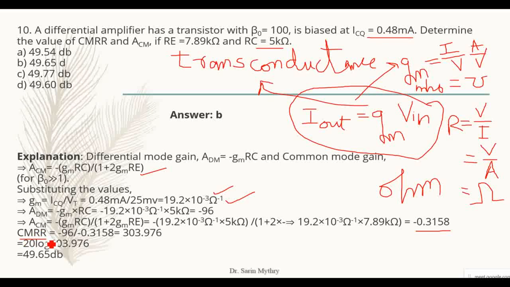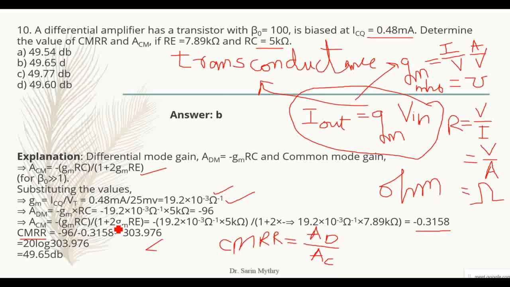When you do this one, you will be getting the value of CMRR. What is CMRR? I forgot to write down the formula of CMRR here. Excuse me, I'm facing some problem with the mouse. The formula for the CMRR, you can note it down. It is equal to ADM, that's a differential gain, AD upon common mode gain. The formula for the CMRR will be differential gain upon common mode gain.